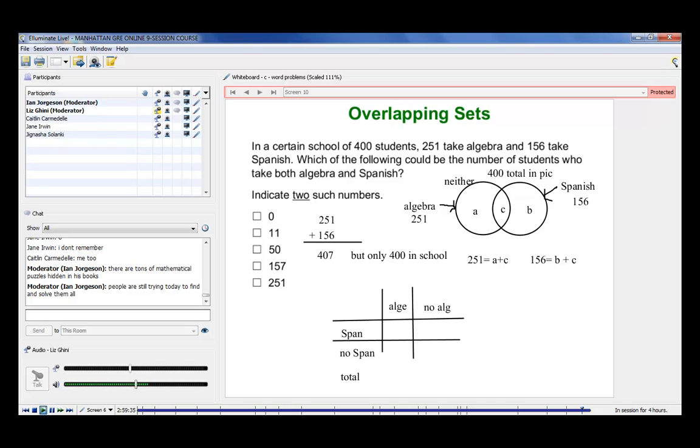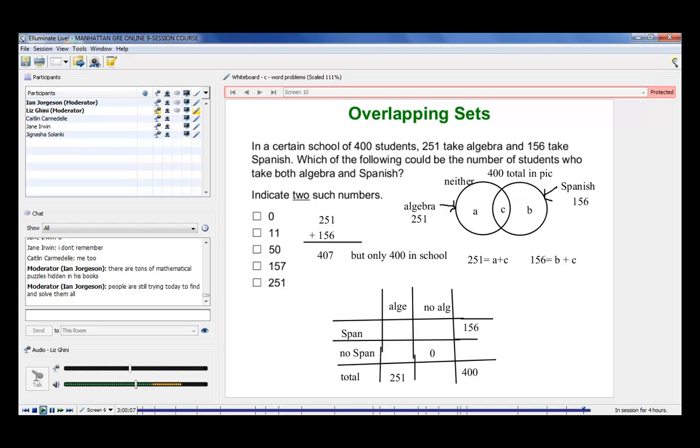And then you might think about it this way. You could think about the total, and the diagrams are just to help you. This problem is very straightforward. This type of problem tends to be pretty straightforward on the GRE. Occasionally you get a hard one and you might want the diagram. For the diagram, you would write in 400 as the total. You know there's nobody under 0. And then you know that you've got 251 taking algebra and 156 taking Spanish.